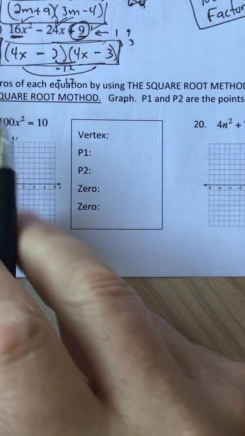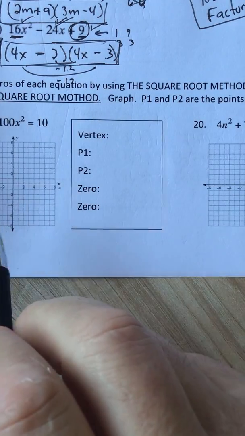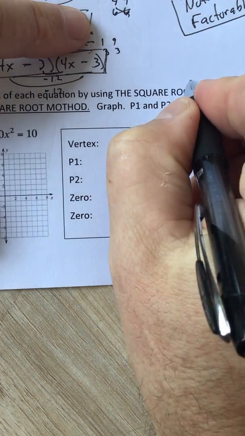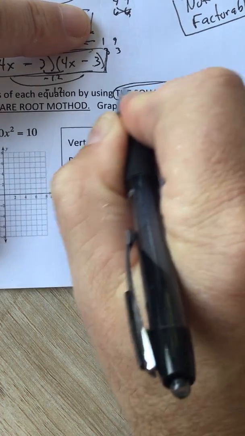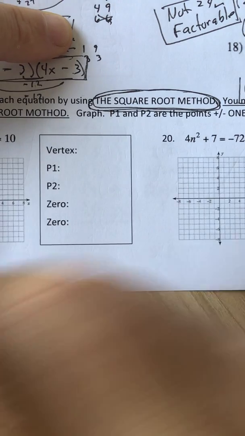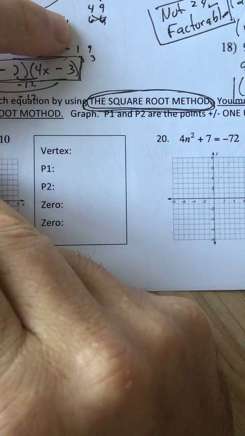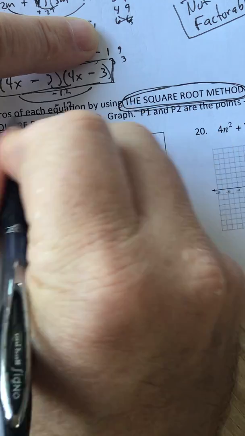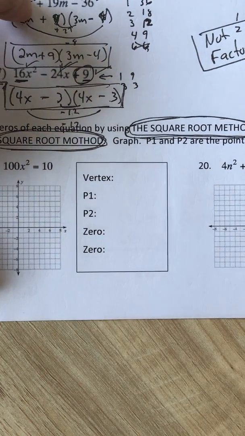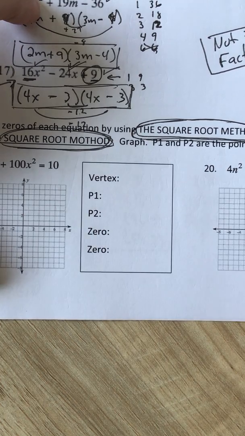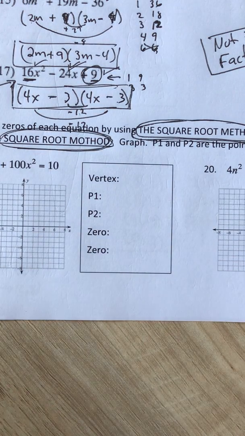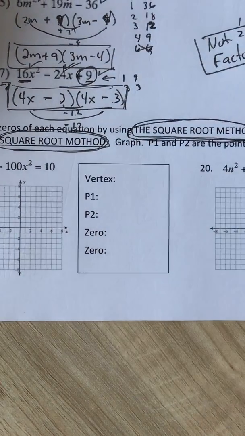Okay, number 16. Find the zeros of each one by using different methods. So for these, I want to see the square root method. So you have to show enough work that I can see that you used the square root method. I'm looking for more than just the answer. I'm looking for the method to go with it.